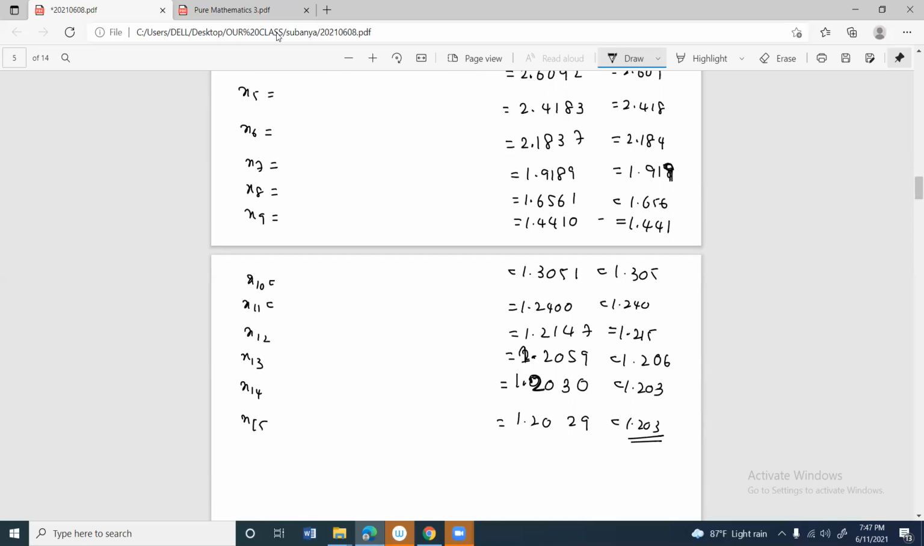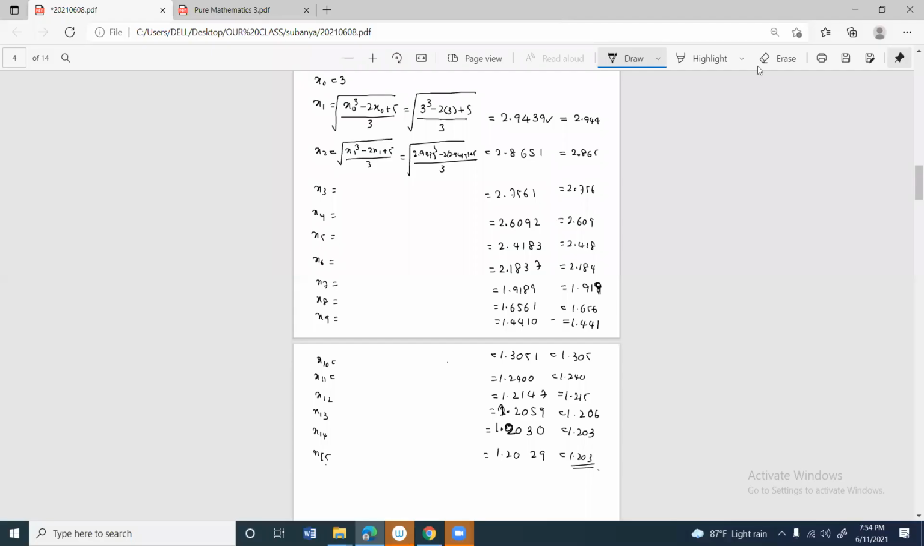You can see now what is the technical difficulty we come up against when working this out. You need more steps to get the answer. It converged to 1.203 after how many steps? 15 steps. That is why sometimes we do not go ahead with the method of iteration, because it takes long steps to get this answer. Understood?